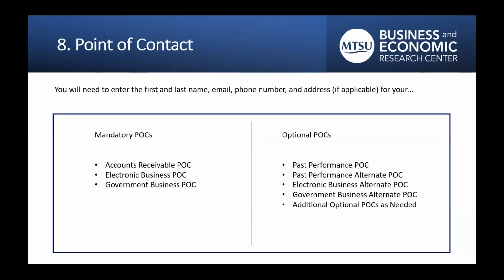And as you can see, it consists of accounts receivable, electronic business, and government business. And if you only have one person who takes care of all business related matters, you can put down the same person for all 3 mandatory POCs. And if your entity has different individuals who are responsible for different areas within your business, the USDA still recommends using the same person for all 3 mandatory POCs. So that does conclude the SAM registration presentation.